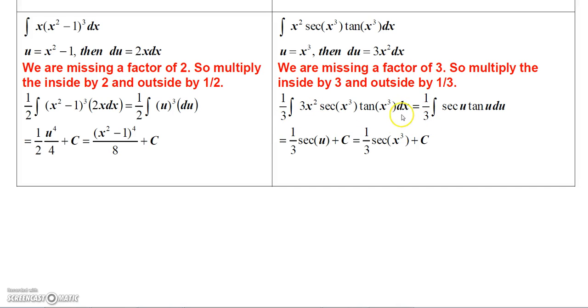Then you've got 1/3, and this is going to be the 3x squared, and the dx is the du, and this is secant u, tangent u. So you end up with 1/3 times the integral of secant u, tangent u, and then when you integrate that, you just get 1/3 times secant u plus a constant, and then when you replace u with x cubed, you get 1/3 secant of x cubed plus a constant.